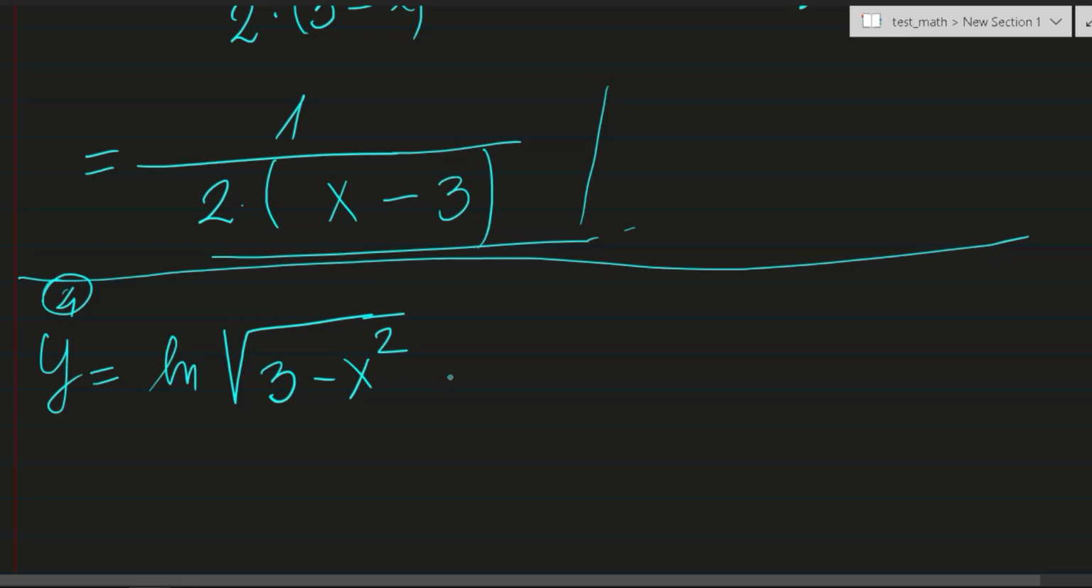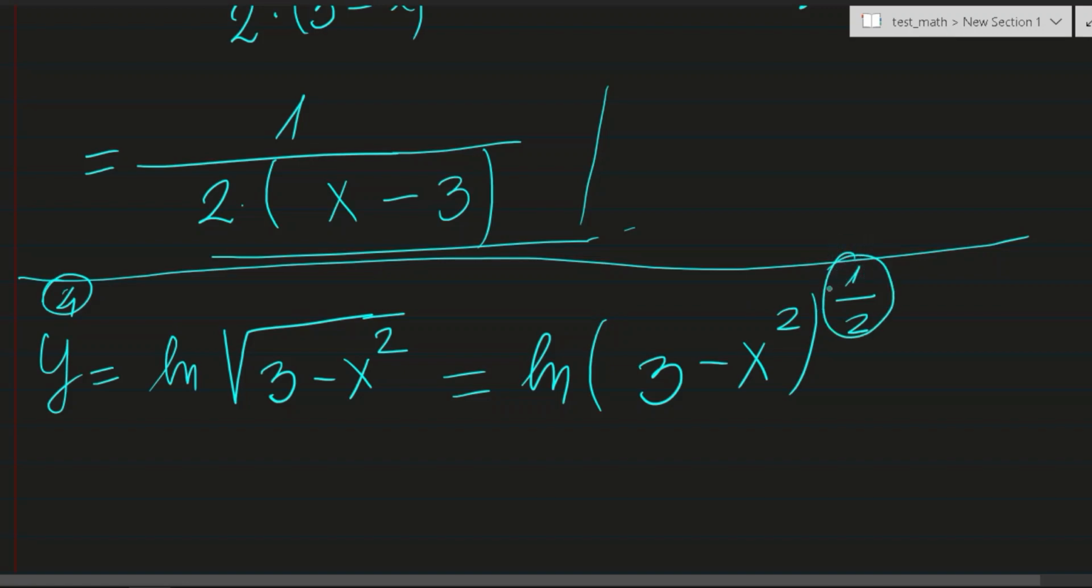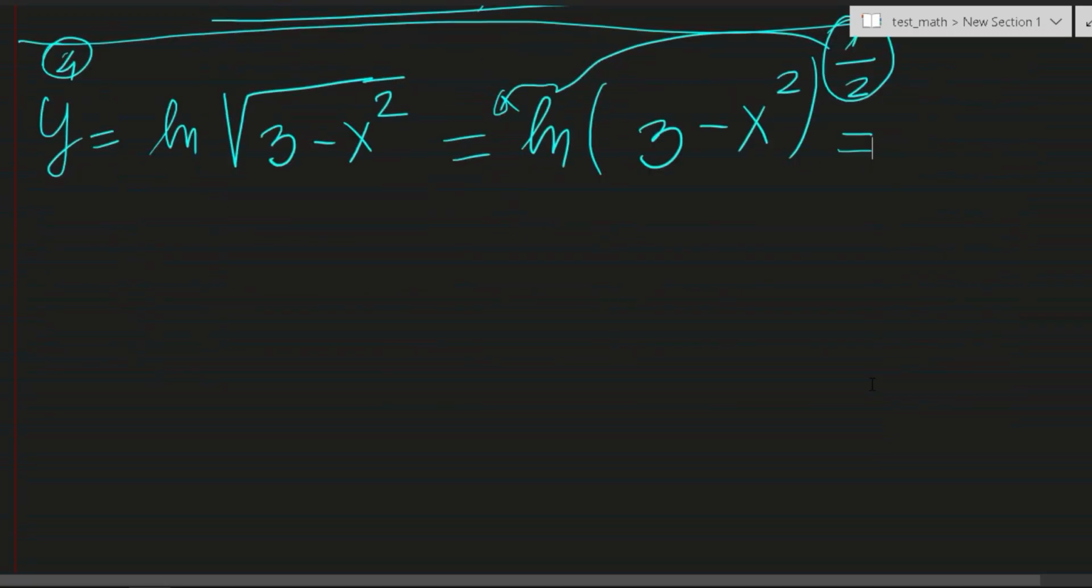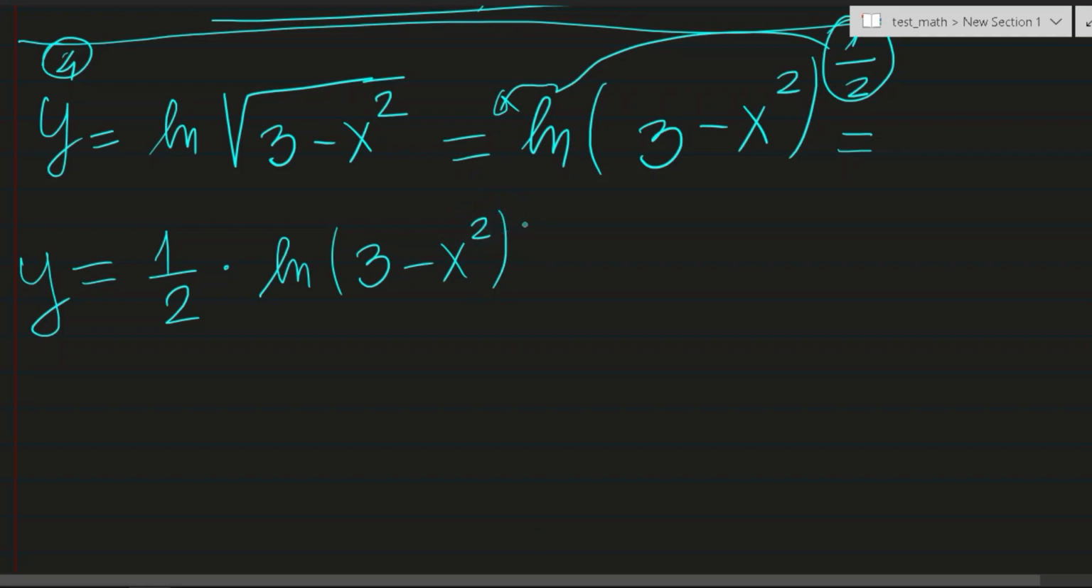Now how to solve this? First, we can write as an exponential this expression, 3 minus x to the power of 2. We have 1 fraction 2. By the logarithm methods, this you can write outside of ln. Now we will have y equals 1 over 2 ln of 3 minus x to the power of 2. Now we are going to derive.